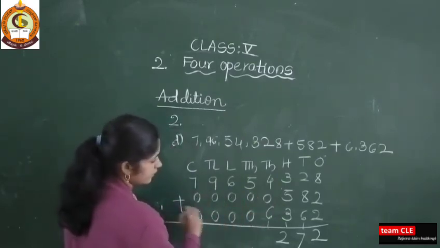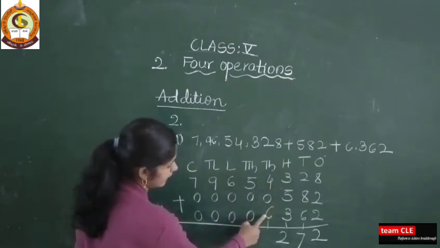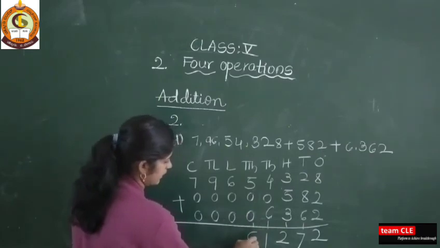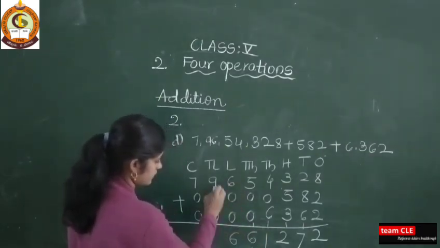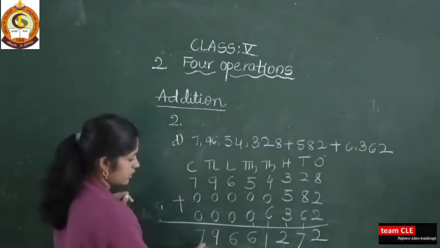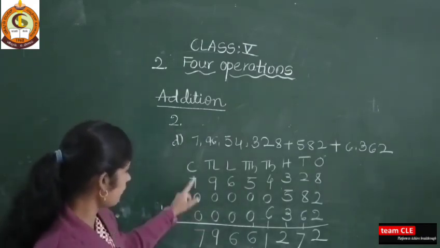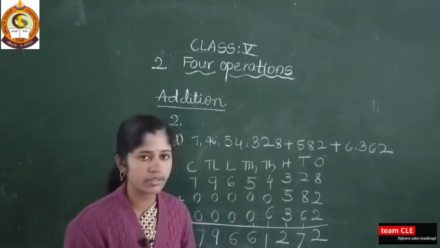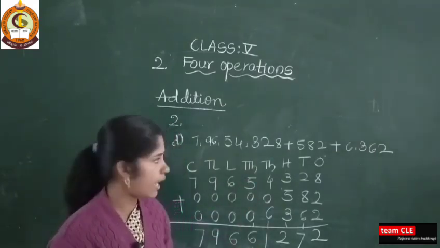Okay. Then 4 plus 6 is 10, 10 plus 1 is 11. 5 plus 1 is 6. 6 plus 0 is 6. 9 plus 0 is 9. And 7 plus 0 is 7. So here 7 crore 96 lakh 61,272 will be the answer.